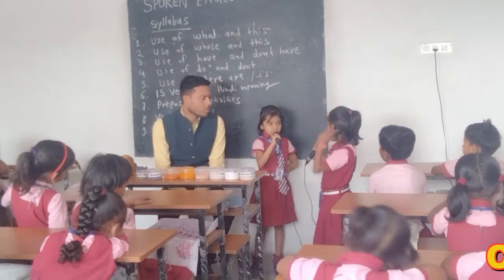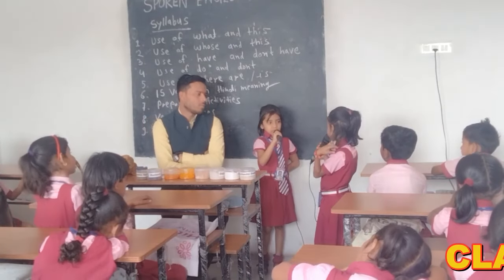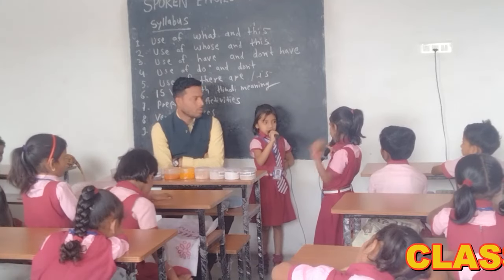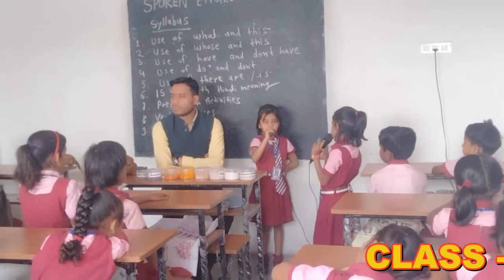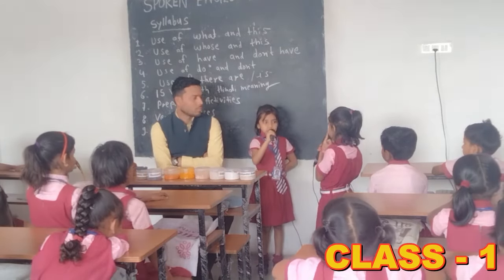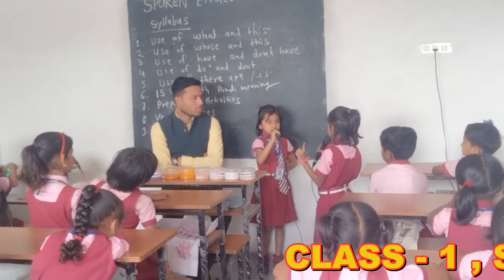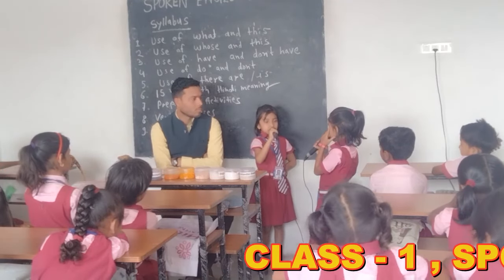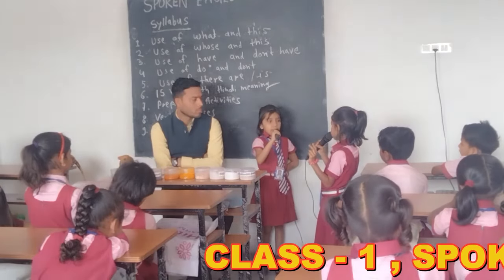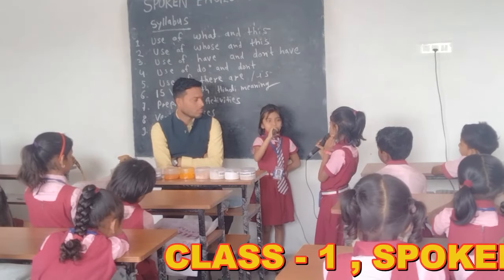Have you hair? I have hair. How many hair do you have? I have brown hair. Have you ear? I have ear. How many ears do you have? I have 2 ears. Have you nose? I have nose. How many nose do you have? I have 1 nose. Have you eye? I have eye. How many eyes do you have? I have 2 eyes. Have you cheek? I have cheek. How many cheeks do you have? I have 2 cheeks.